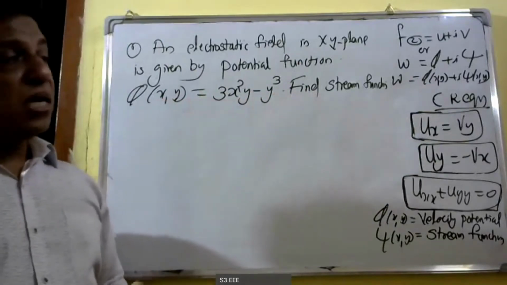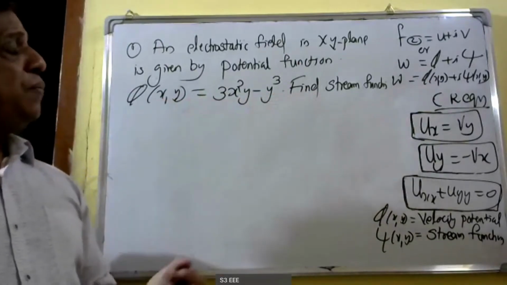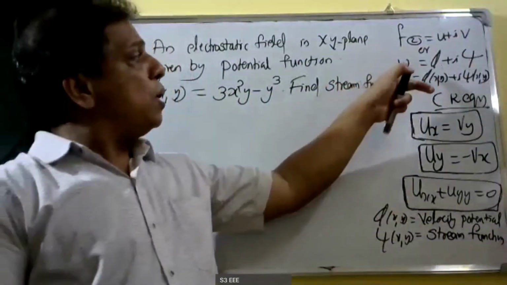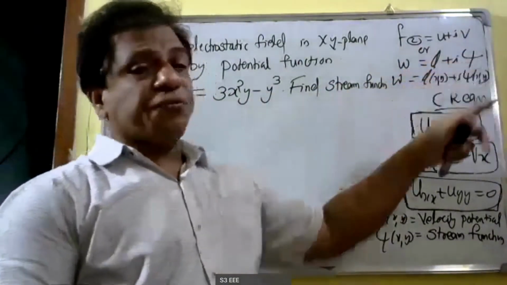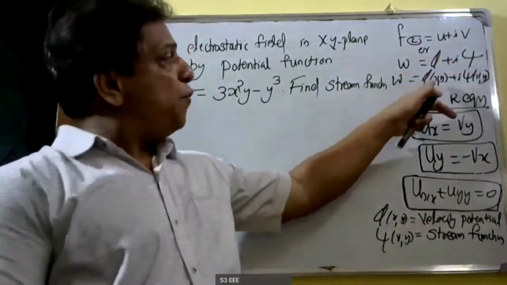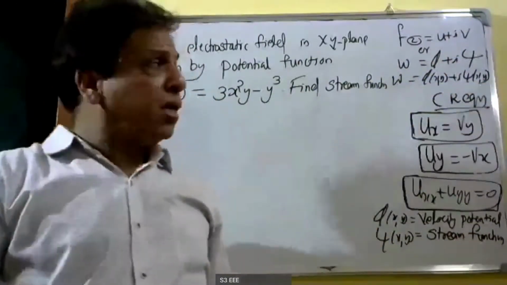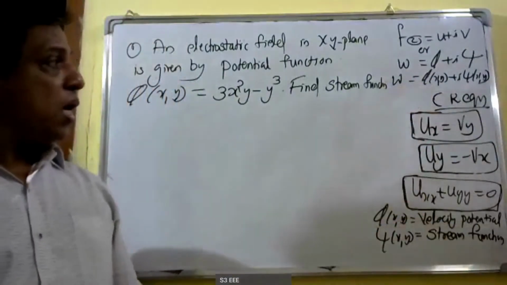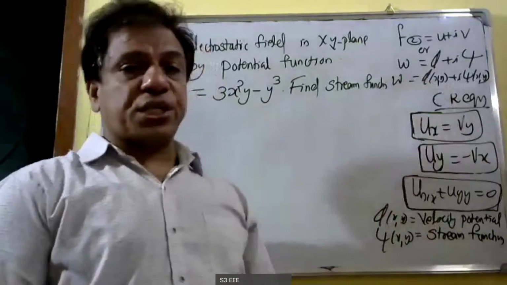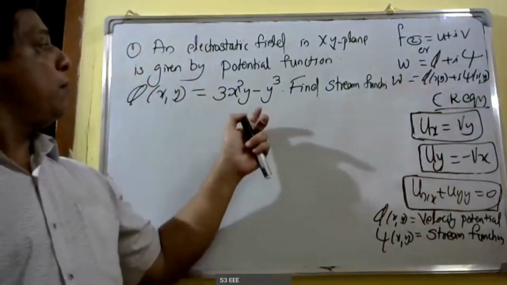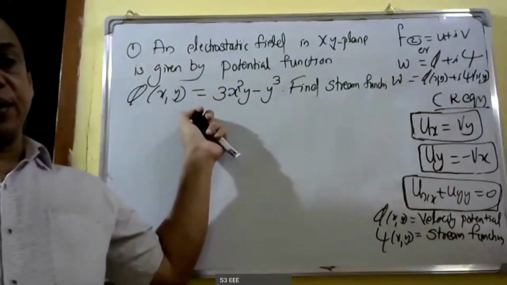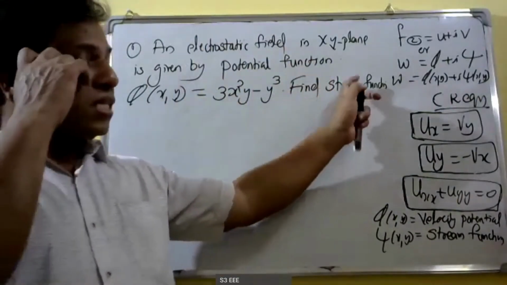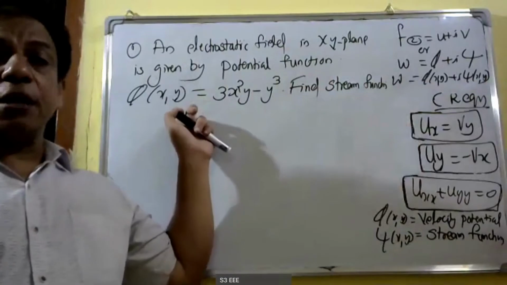Find the stream function. We know that f of z is equal to u plus iv, or w is equal to phi plus i psi, that is phi of x, y plus i psi of x, y. Here phi of x, y is the velocity potential and psi of x, y is the stream function. In this problem, u, the real part, is given. We have to find the imaginary part. The stream function is the imaginary part, and phi of x, y is the real part.